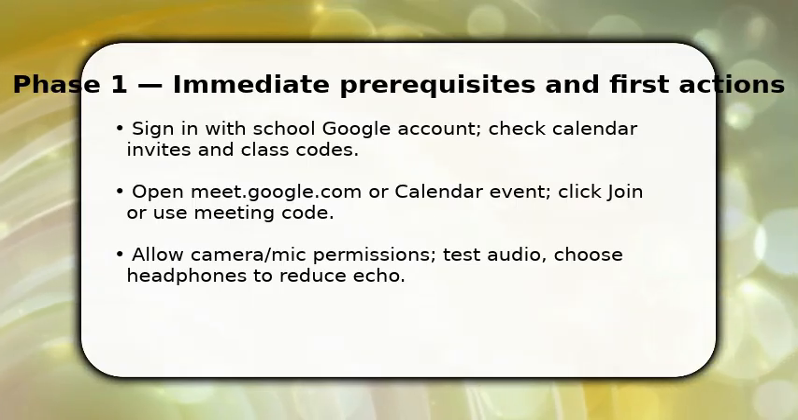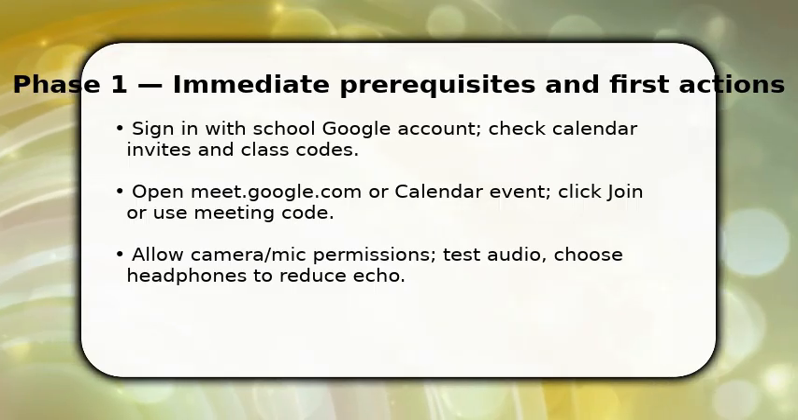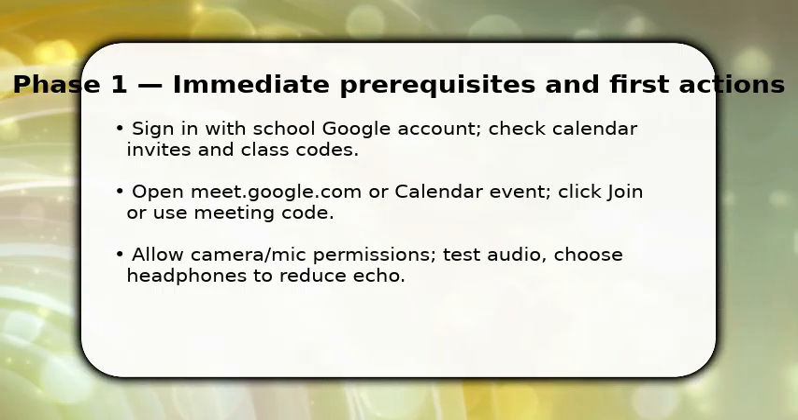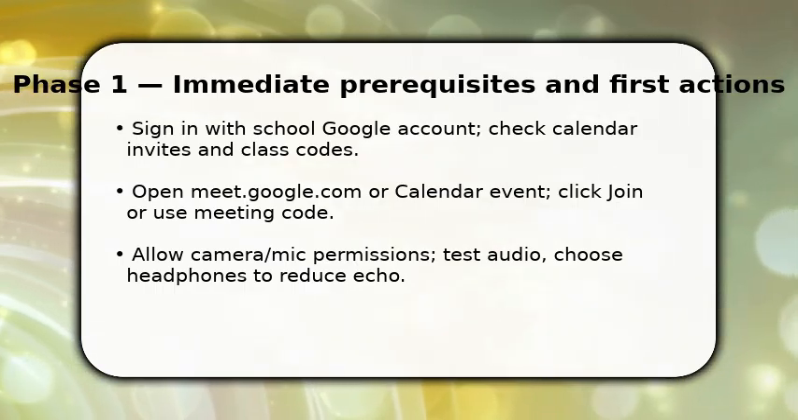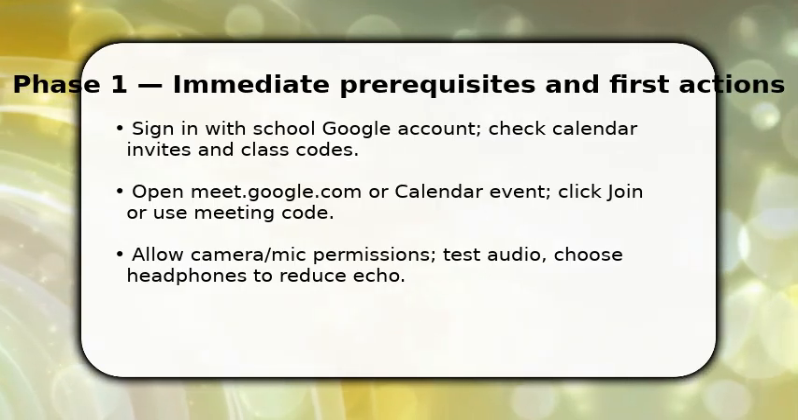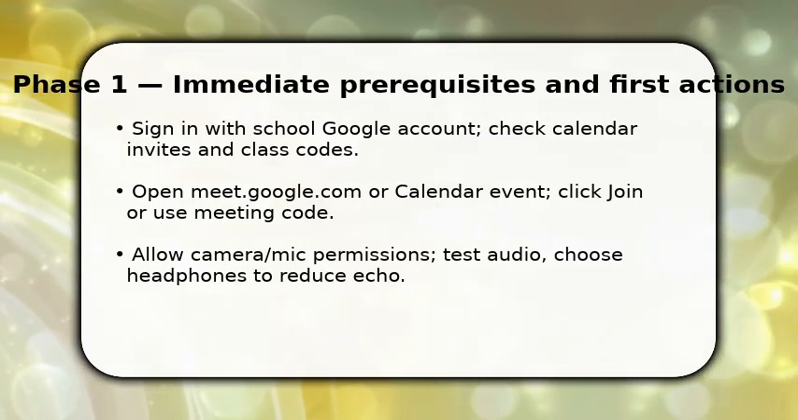You start by signing in with your school Google account so your class roster and calendar sync. This is why you must use the right account. Once signed in, open the calendar event or Meet. Google, and click Join or enter the meeting code. That immediately places you in the waiting room if enabled.